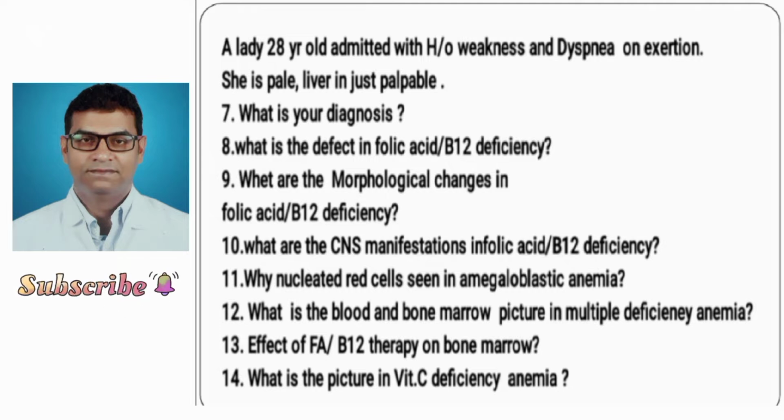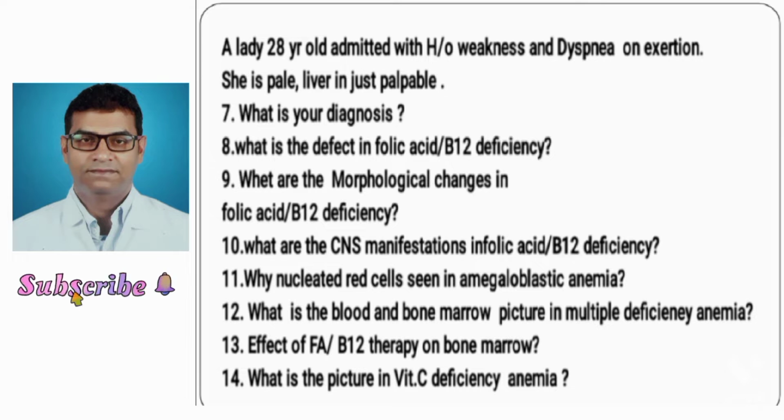What are the morphological changes in folic acid or B12 deficiency? There is macrocytosis with hypersegmented neutrophils and megaloblastic erythropoiesis. What are the CNS manifestations in folic acid or B12 deficiency? Subacute combined demyelination of the posterolateral columns results in CNS manifestations.